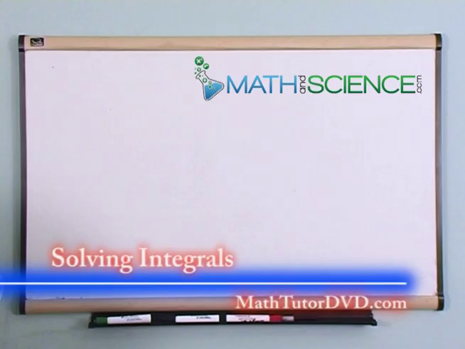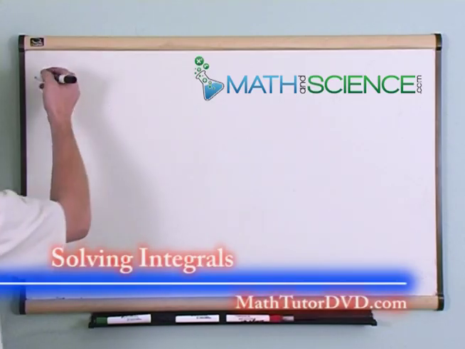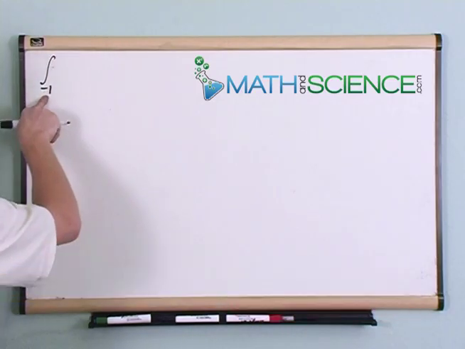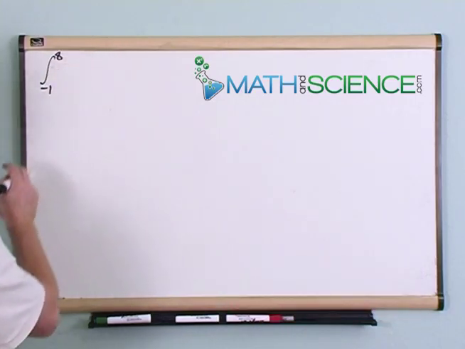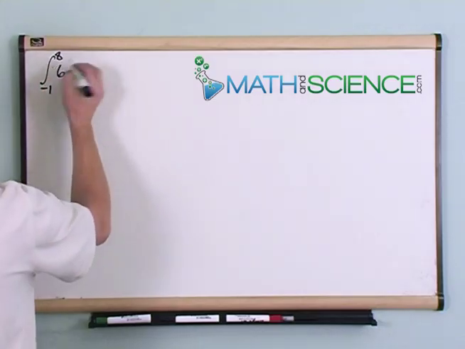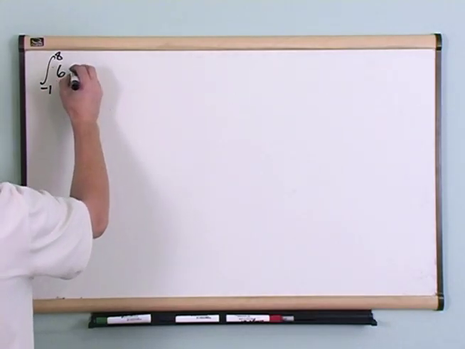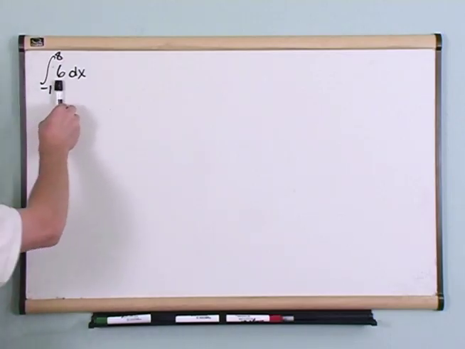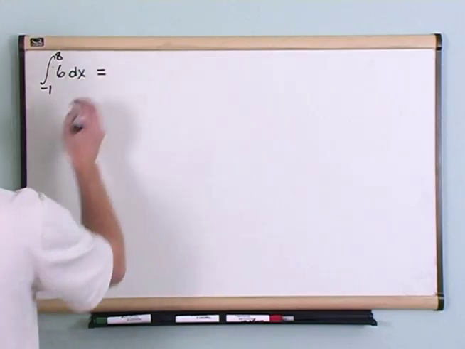All right, let's stop talking about this stuff. Let's work some problems. That's really the way to learn this stuff. What if you have the integral over the values of -1 to 8, these are the limits of integration, of the function 6, which is just a constant, dx. It's a very simple function because it's not even dependent upon x, it's just a constant. What would this be equal to?